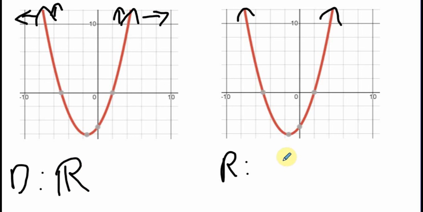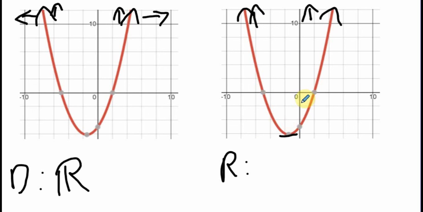Okay, moving on to range. Range, that's up and down. So if I look at my bottom point here, that's as low as it gets. And again, like we said over here, this thing is going up forever on this side, and it's going up forever on this side. So it goes up forever, but it has a limit on the bottom. So I'm going to count that.